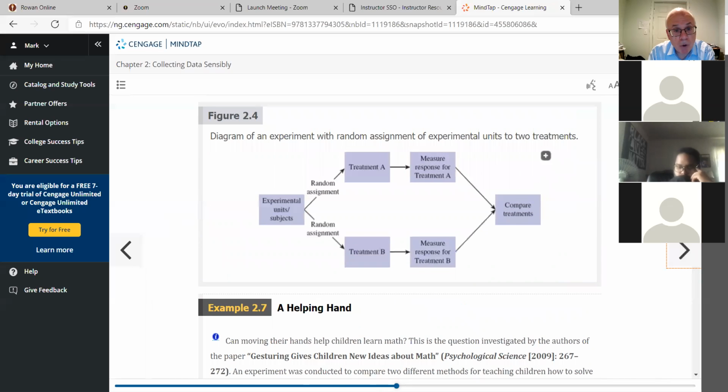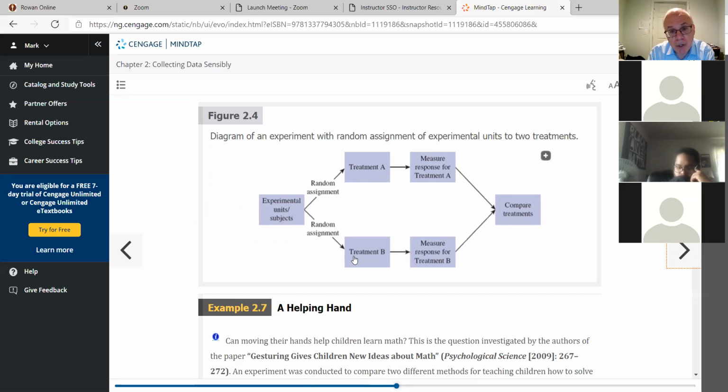This is an example of what they call random assignment of experimental units to what? To treatments. Well, who are the experimental units? They're the participants in the study. All right, they're the people who are in the study. So random assignment means randomly assigning those people to different treatments. And this is a completely randomized design here. Now, there could be more than 2 treatments, but this is the simplest case of 2 treatments.